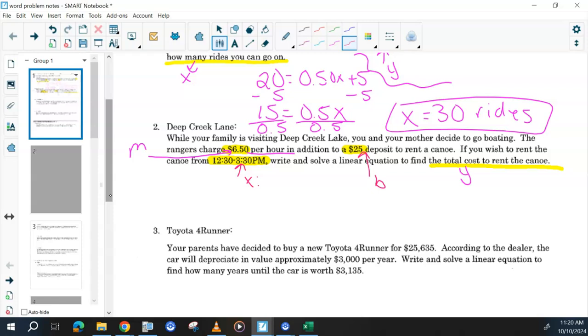Okay. Before we start to put all the numbers in, we have to figure out how many hours this would be. So now that we have numbers for m, for b, for x, then we can start to put that in. We don't know y, so that's going to say just y equals. Our m is 6.50. Our x is 3, so we're multiplying that, and then we're adding 25.